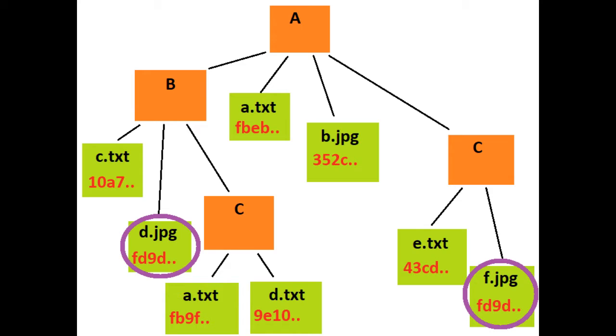On the other hand, there are two files with different names, DJPEG and FJPEG, but the same SHA-1 value FD9D, so their content must be the same file, which means the same JPEG picture.